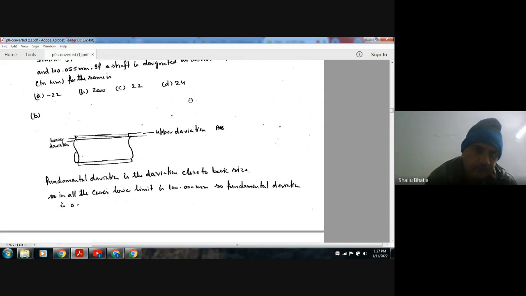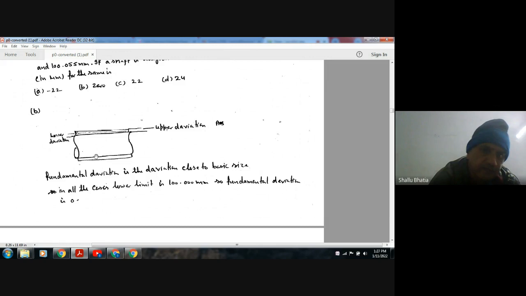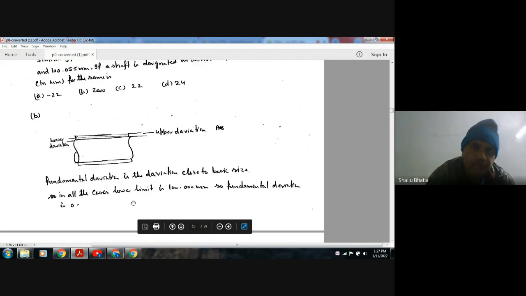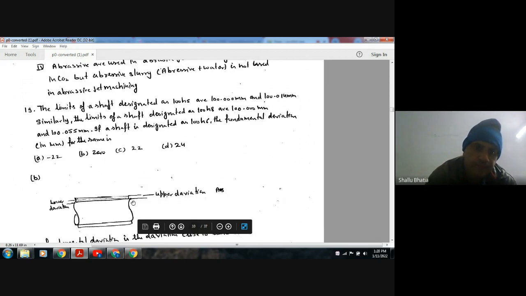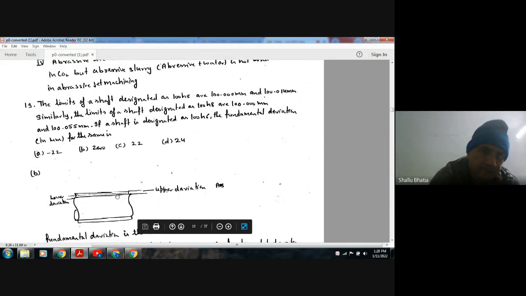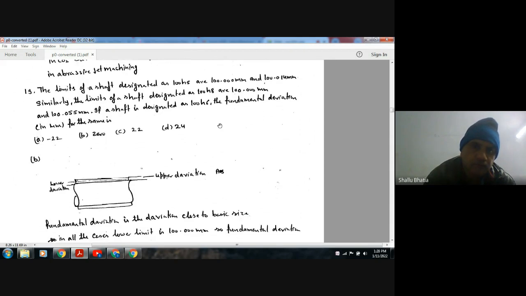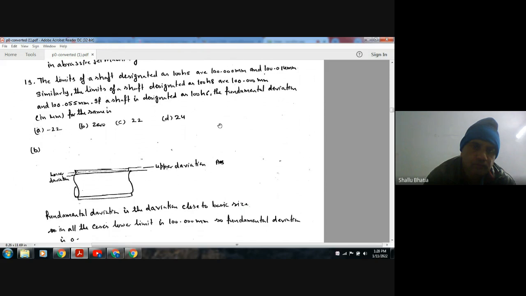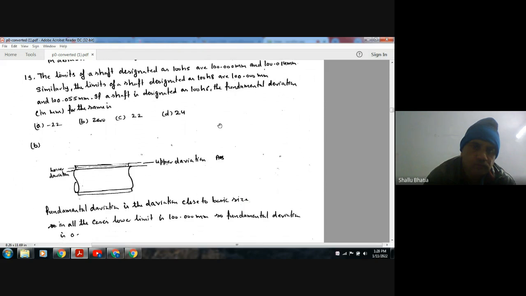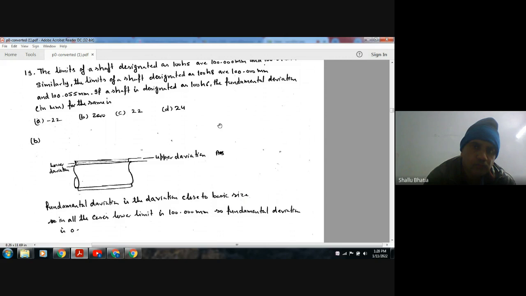The fundamental deviation is measured from the basic size. In all the cases, the lower limit is 100.00. So the fundamental deviation is 0. Okay, so this is your basic size, and the basic size is the same.